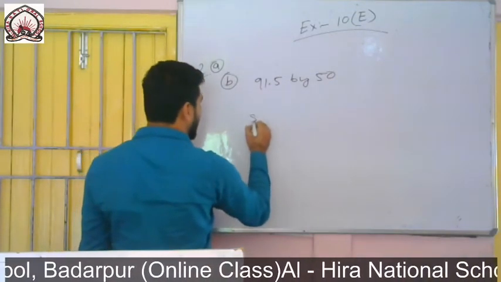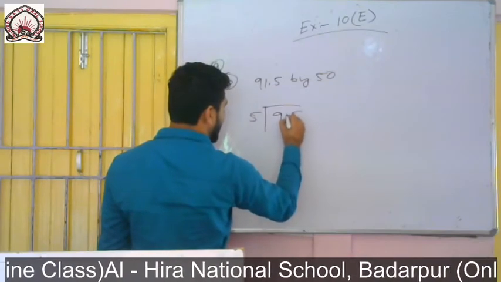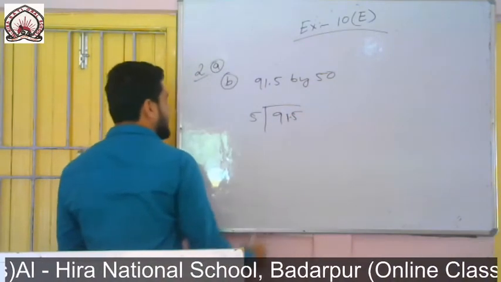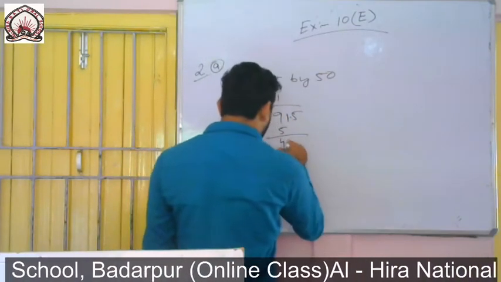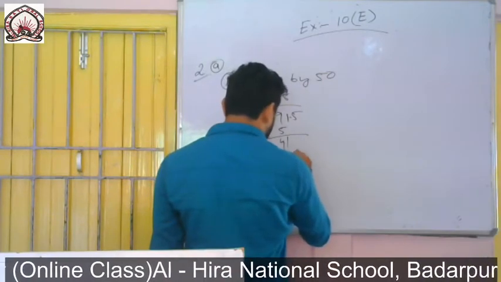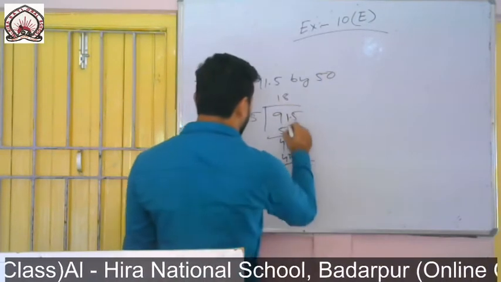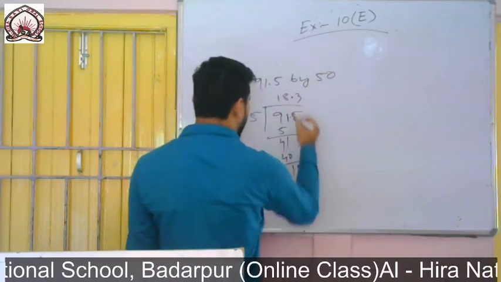Okay, like this, 91.5. Then 5 1s are 5, 5 2s are 10, then 5 1s are 5. Okay, here remain 4, so 1, 5 8s are 40. Okay, and remain 1. So after that we are getting the point, so we'll write 15, 5 3s are 15.